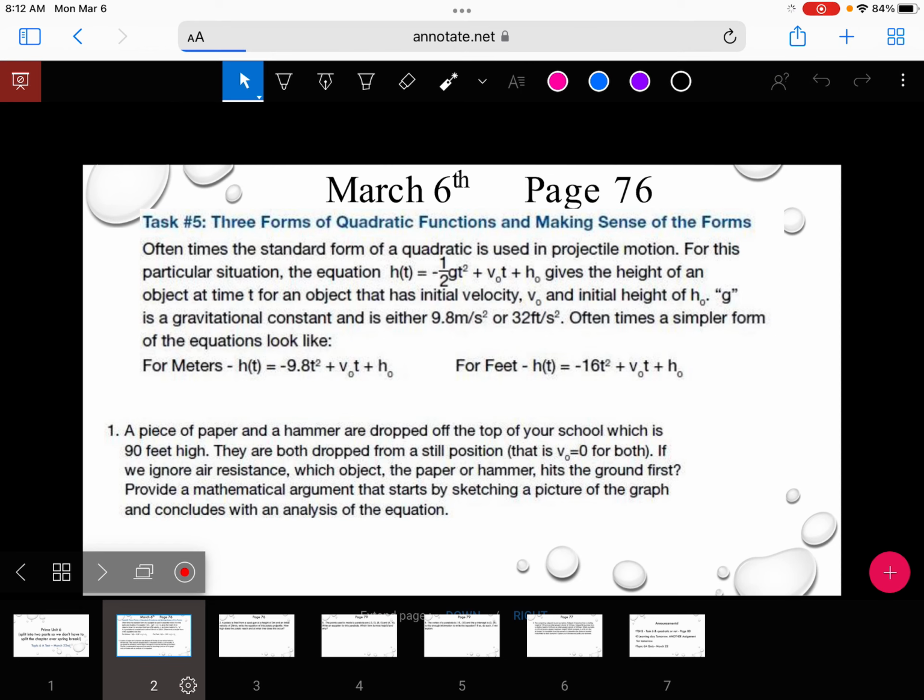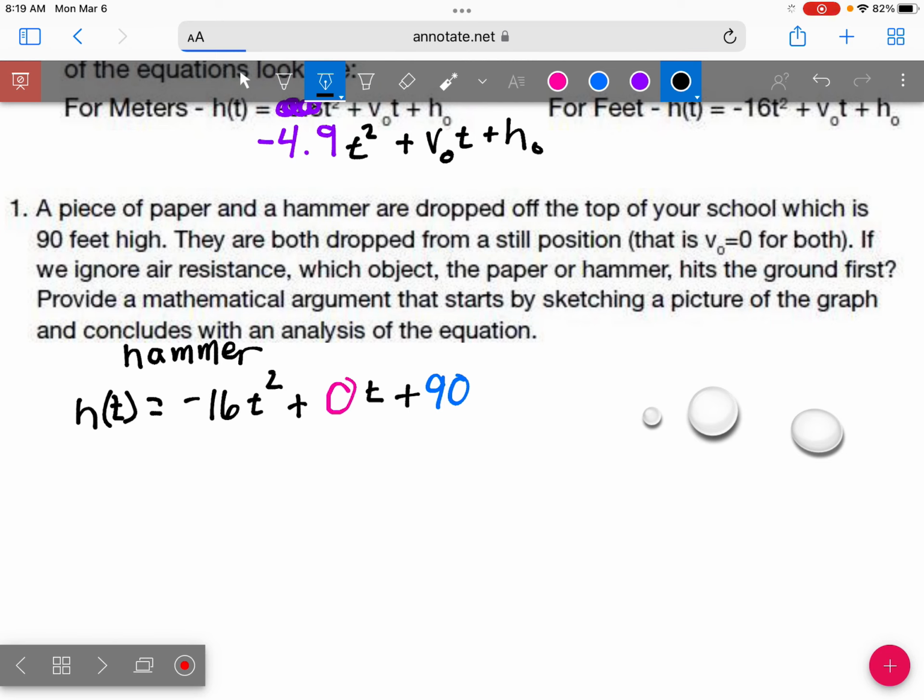Okay. Can I simplify this at all? What's 0 times anything? 0. So do I need to have this term here at all? Nope. So the equation for the hammer, if we drop this and there's no air resistance, is negative 16t squared plus 90.